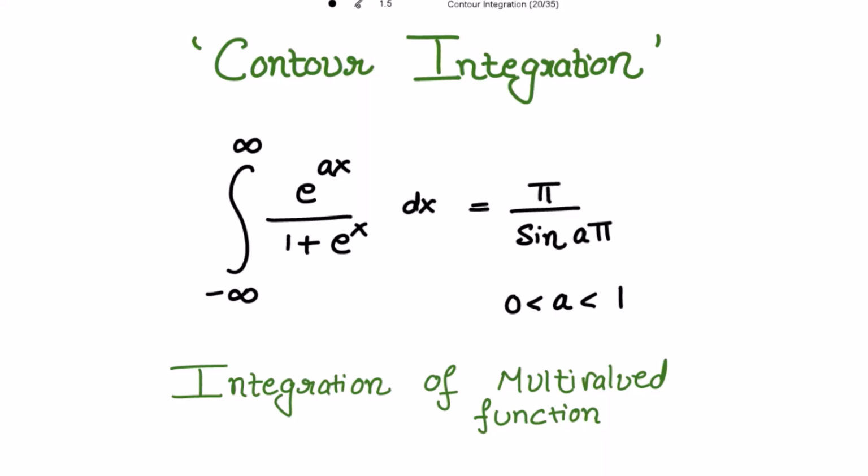Contour integration, this integral is also of the same kind. The integral from minus infinity to infinity of e to the power ax over 1 plus e to the power x dx is equal to pi over sin(a pi). This we need to show, and it is given that a is strictly greater than 0 and strictly less than 1, which means a is again not an integer.